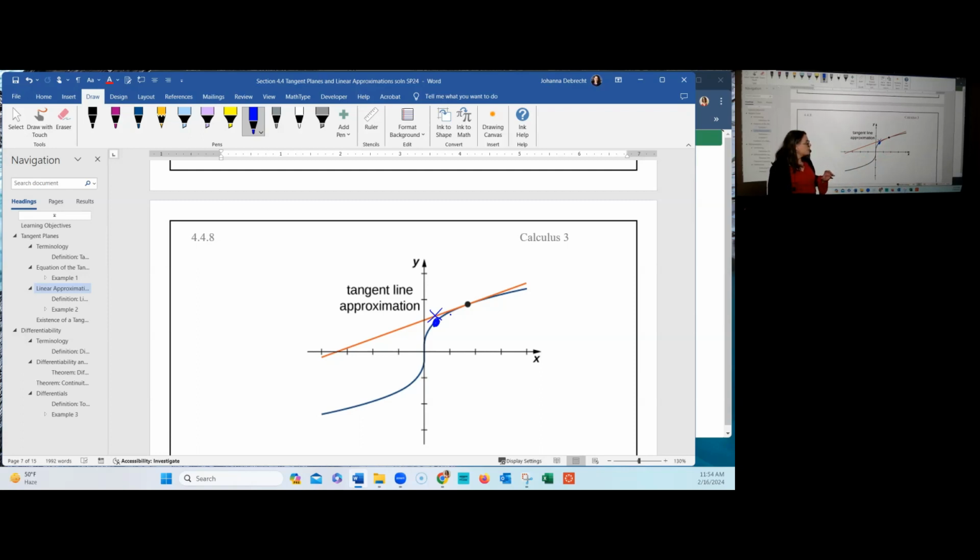Now, you may remember in Calculus 1 that the actual change in the y value from, say, the black point to the blue point was delta y. But dy is how we define the differential, and the differential was the difference in the y value on the tangent line between the black point and the blue x. That is how we define the differential dy.